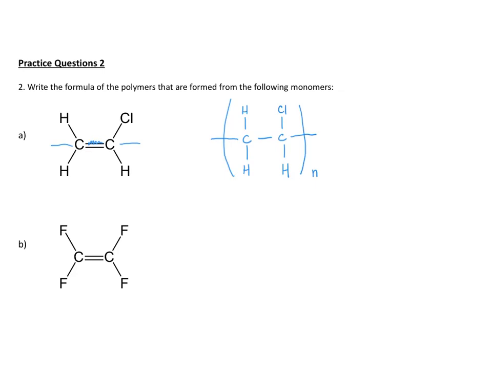So similarly for question B, the double bond between the two carbon atoms will be broken, and each carbon atom will form bonds with surrounding monomers to form a long polymer chain. So to represent the polymer chain, again, we would arrange the atoms in this way. And then we will write that the carbon atoms are forming bonds with other monomers and put this in a bracket with the letter N. So this represents that this is a repeating unit which will be repeated multiple times in the whole polymer.